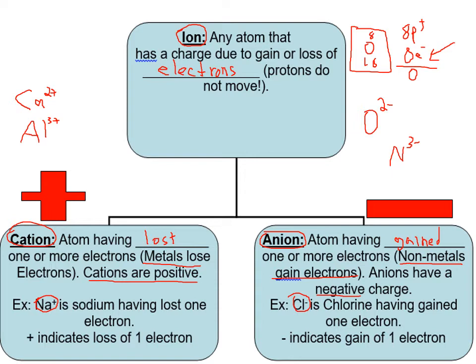So to remember these terms, there's a few tricks you can use. Cation, if you spell the word out, the T in the middle looks like a plus, or some students who think cats are cute associate that with being positive. If you don't like cats, just don't use that trick.